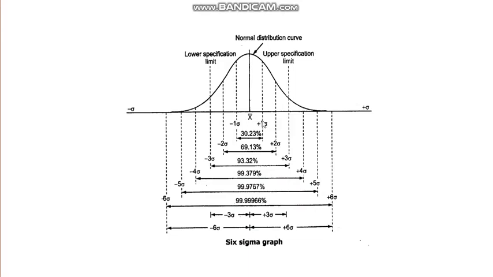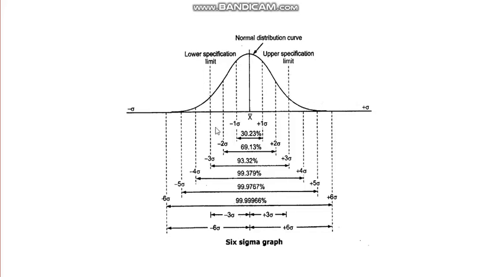On the positive side, you see 1 sigma, 2 sigma, 3 sigma, 4 sigma, 5 sigma, 6 sigma. On the left hand side you see minus 1 sigma, minus 2 sigma, minus 3 sigma, minus 4 sigma, minus 5 sigma, minus 6 sigma. If you are saying plus or minus 6 sigma, it means from here to here, this is the range that we are talking about.